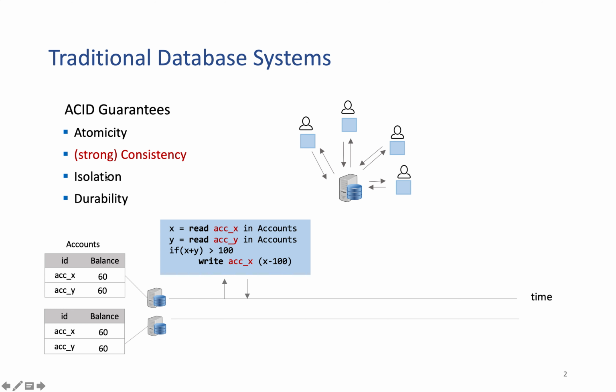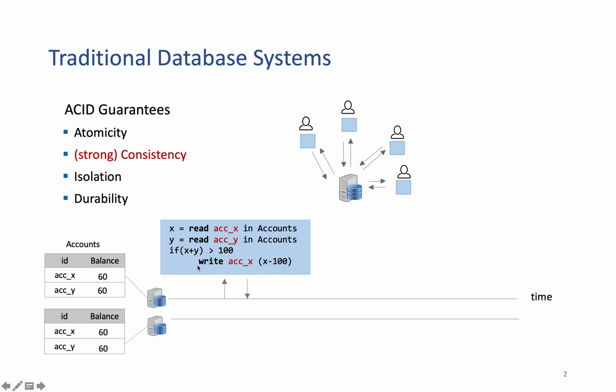Isolation requires no interference between the execution of transactions, and durability says once a transaction is committed, its updates are persistent. These properties lead to serializability. The resulting execution of the set of concurrent transactions is equivalent to some serial execution of them. Here we see an example.